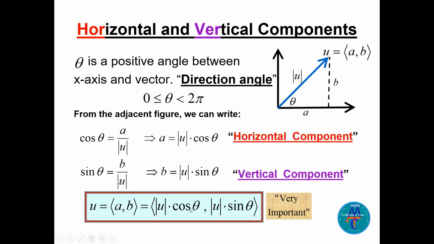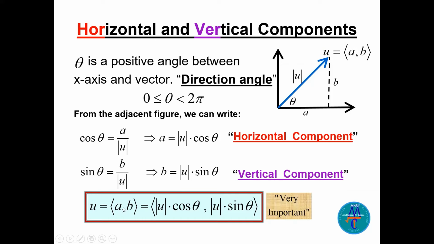So this one will be the horizontal component. Now, if you take sine of theta, it will be the opposite, b, divided by the magnitude of u. Cross multiply, you get b is equal to the magnitude of u times sine of theta. See, this is the b here. So we call this the vertical component. They can ask you to find the horizontal or vertical, or you add them, you multiply them, whatever.